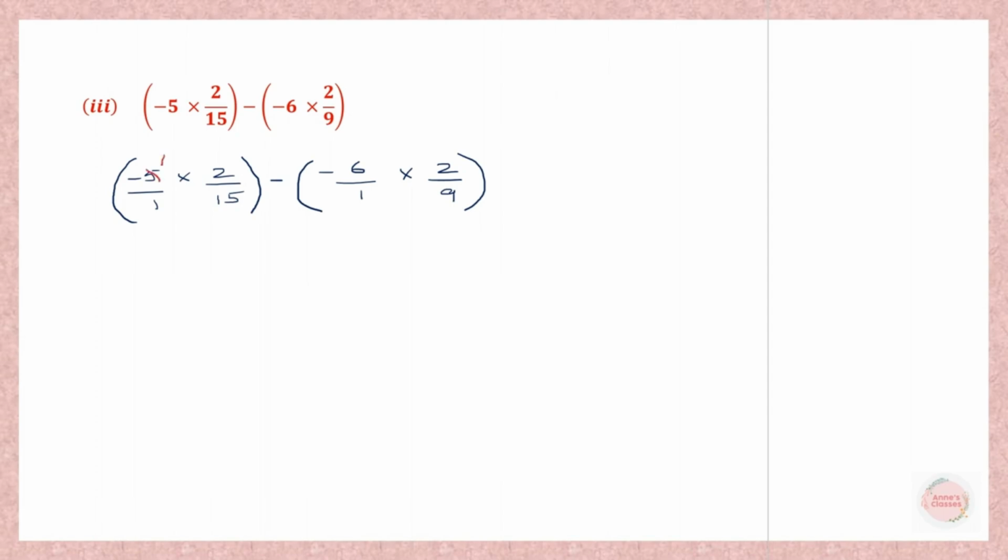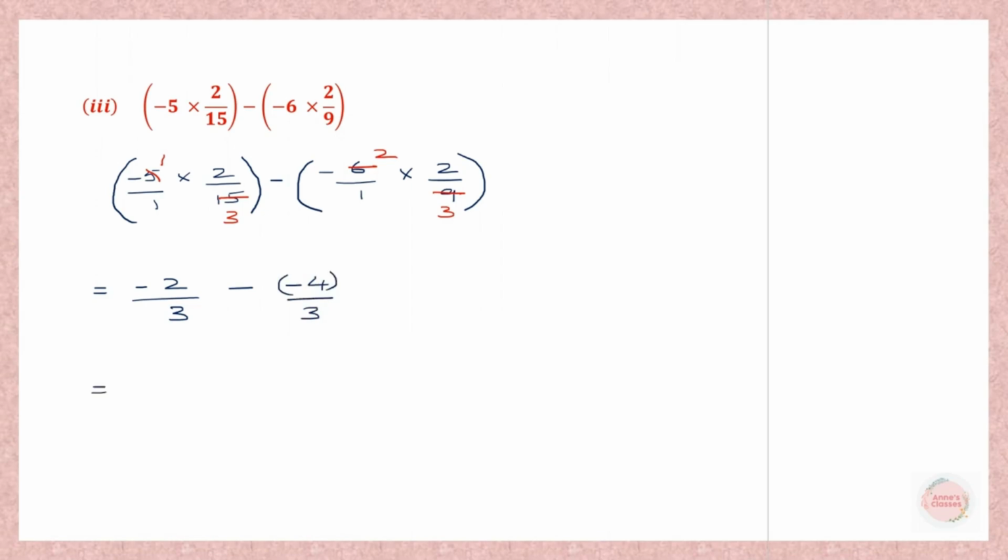So this becomes 5 ones are 5, 5 threes are 15. So let's write that here. If you multiply the numerators, minus 1 into 2 is minus 2. In the denominator, 1 into 3 is 3. Minus, let's go to the other side. Here we can cancel 6 and 9 both by 3. 3 twos are 6, 3 threes are 9. That's it. Let's multiply the numerators. Minus 2 into 2 is minus 4 and in the denominator 1 into 3 is 3.